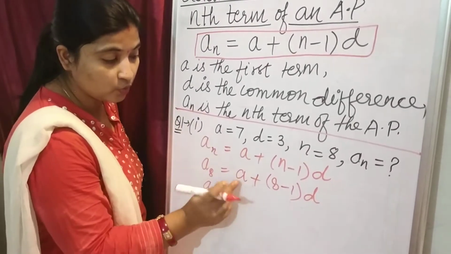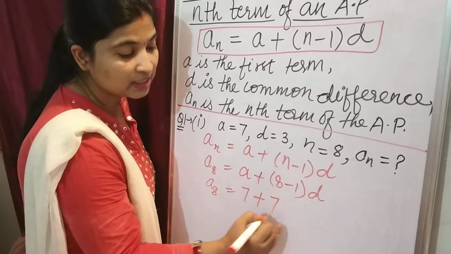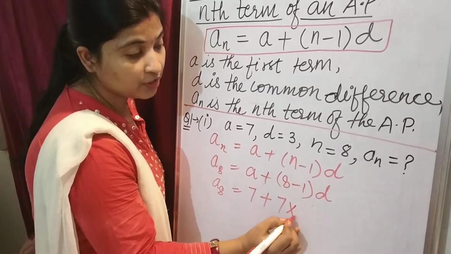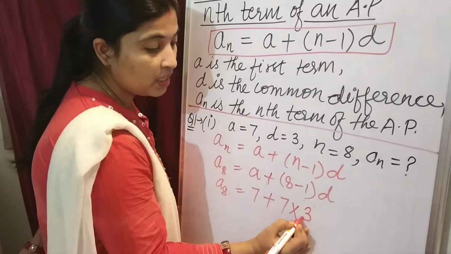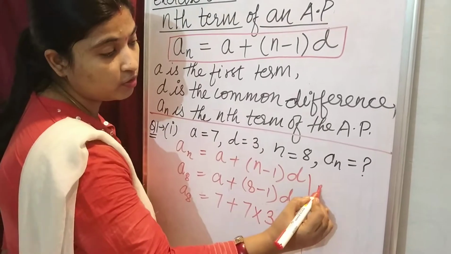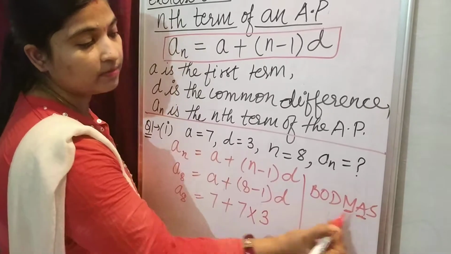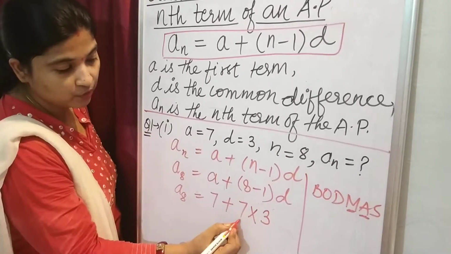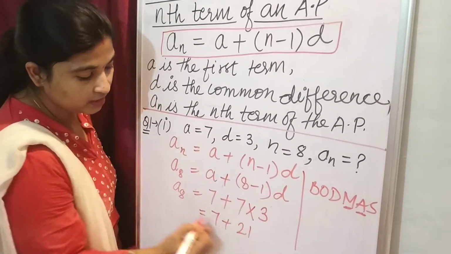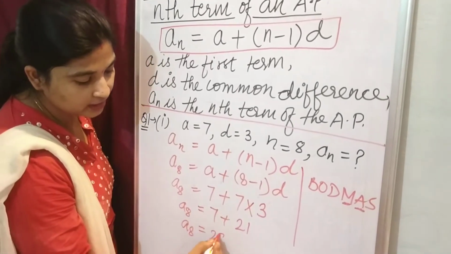The 8th term is equal to a. What is the value of a? 7 plus 8 minus 1, 7 into, what is the sign in between these two? It is multiply. 7 into, what is the value of d? d is 3. As you know, before solving this plus, I will solve the multiply by applying BODMAS. You all know that in BODMAS, multiplication comes first in comparison to addition. So I will do the multiplication first. 7 3s are 21. So a8 is 7 plus 21, and that is 28.